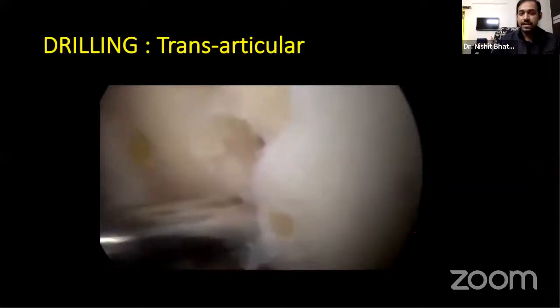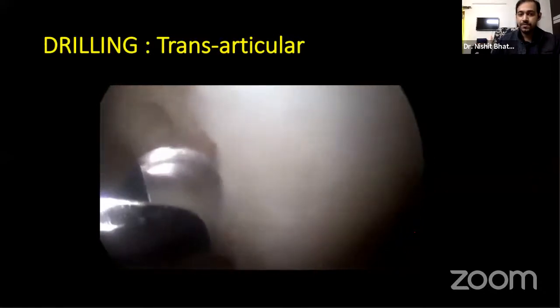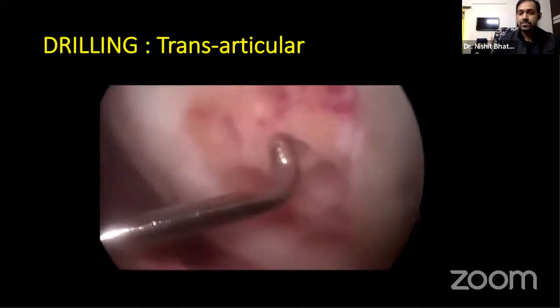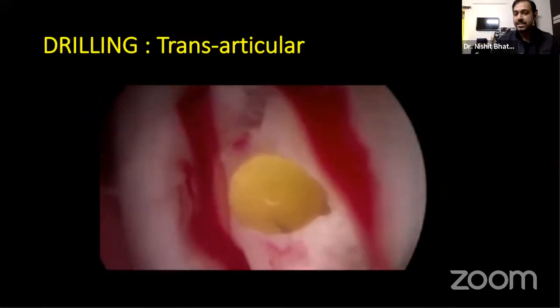And then we use K-wire or small Kirschner wires and drill 3 to 5 millimeters, or even up to 5 to 8 millimeters, into the bone. And you will see that there is some blood which oozes out, or fat droplets like this which ooze out, which indicates that this drilling has been adequate. These fat droplets and the blood which is streaming out have stem cells, and these stem cells will eventually adhere to the subchondral bone and create an overlying layer of fibrocartilage.